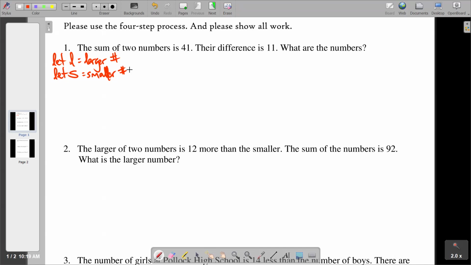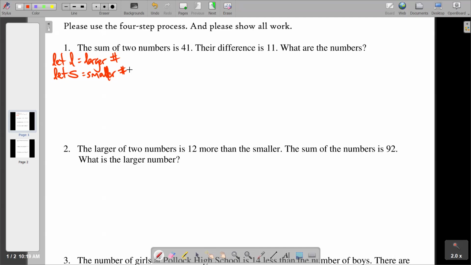Okay. Can someone give me an equation for the first sentence? We got to know some math words, but I assume by the time you hit ninth grade, you know the word sum. What is a sum? Added. Thank you. Good. So when you add two numbers, it's called a sum. The sum of 2 and 3 is 5. The sum of 10 and 11 is 21.